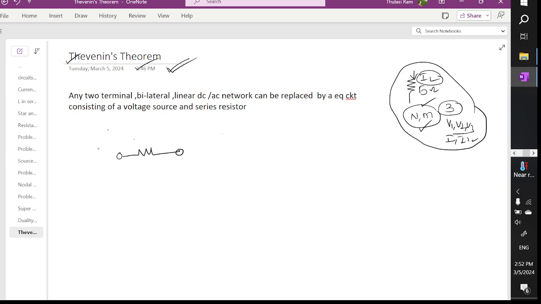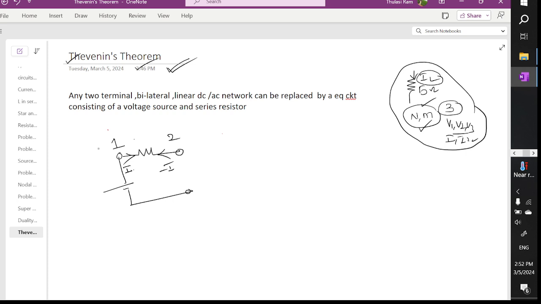So Thevenin's theorem can be applied to a two terminal network, any two terminal bilateral network. It allows the current in this direction as some I, and the current in the other direction I'm going to take as minus I. So this is a resistive network, any two terminal bilateral.